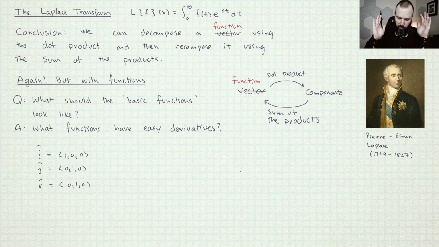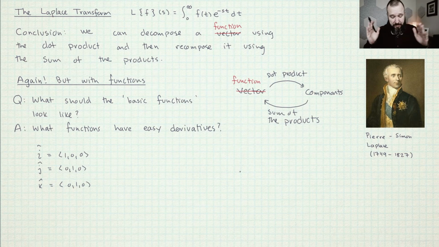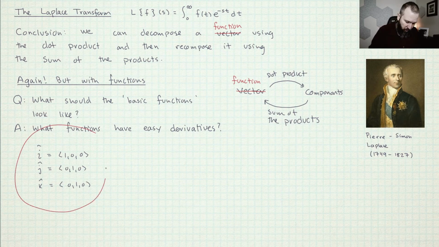We are going to do this really cool, mathematically mature idea of taking the word vector and replacing it with the word function. And we're going to apply this concept to this process of taking an object, decomposing it as components, and then recomposing it back as the original object. But we immediately get stuck. It was obvious, when we were doing vectors, what we should choose as our basic vectors. But now that we're going to do this again with functions, it's not so obvious.